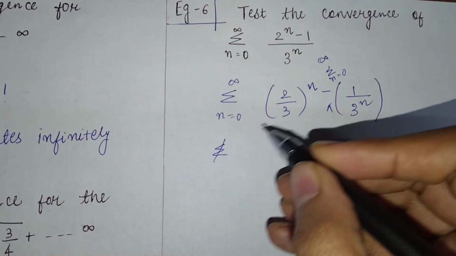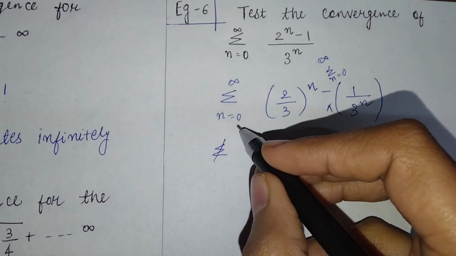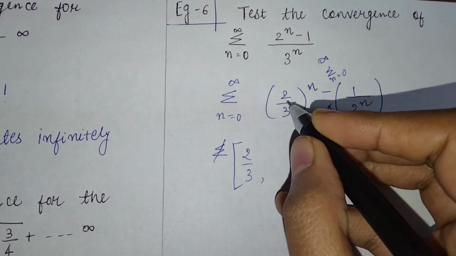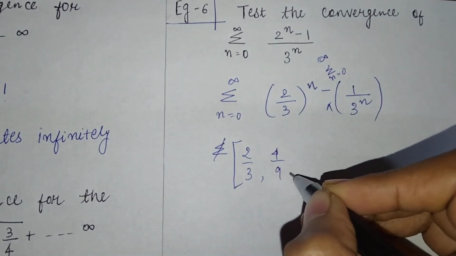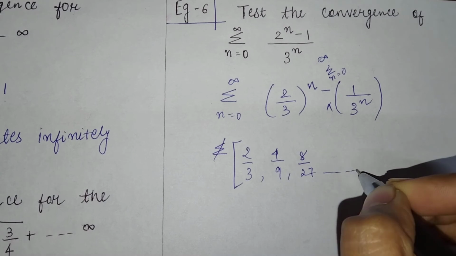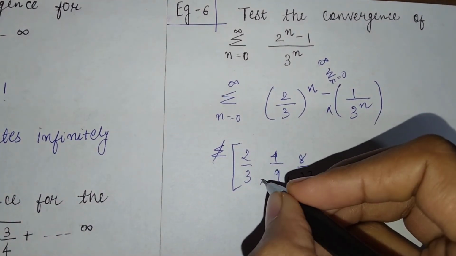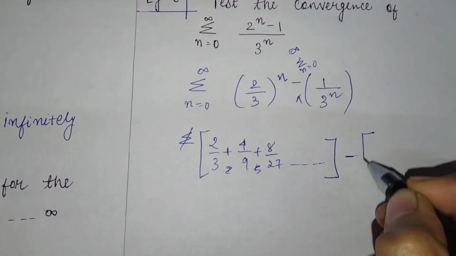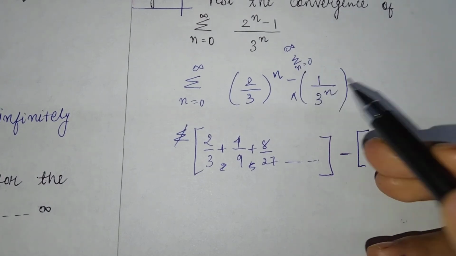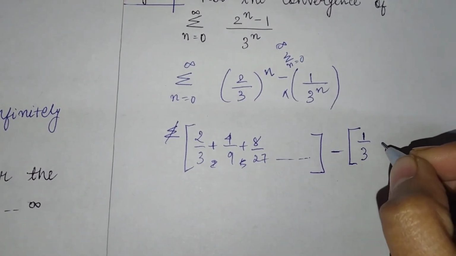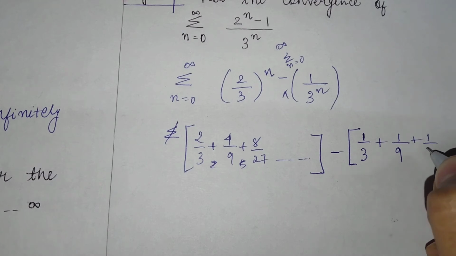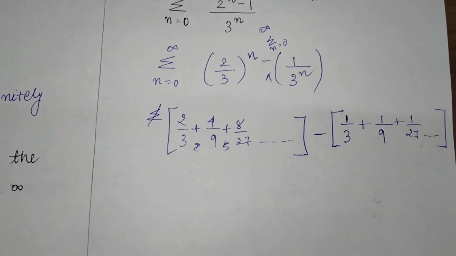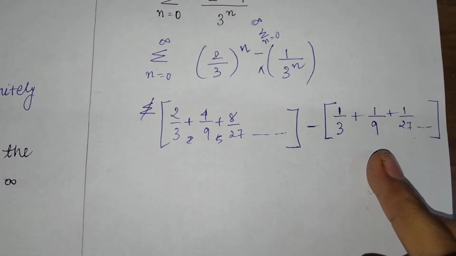So if we put values here from 0 to infinity, then we will get 2 by 3, 2 by 3 whole square means 4 by 9, 8 by 27 and so on. Okay, and as it is a series we have to write plus here. And minus, if we also substitute values here, then we will get 1 by 3 plus 1 by 9 plus 1 by 27 and so on. Okay, now we can see that both the series are in geometric progression.